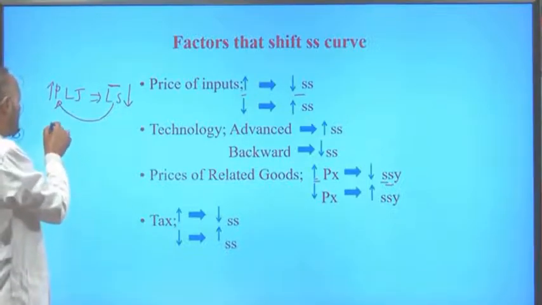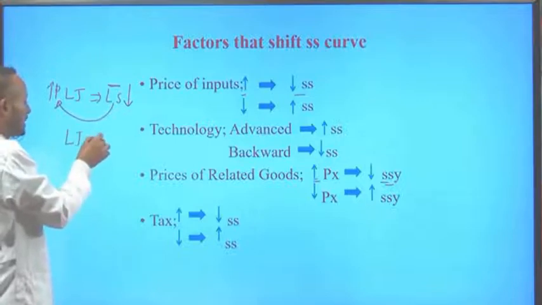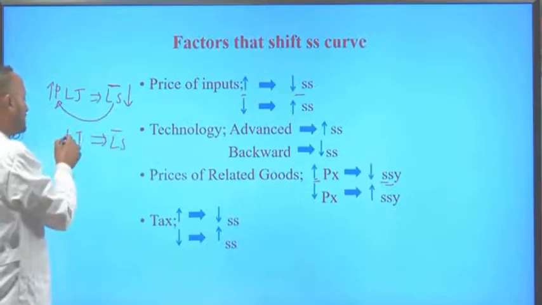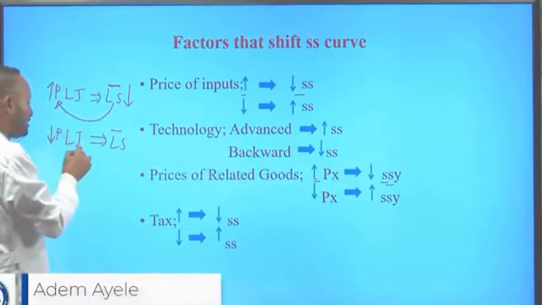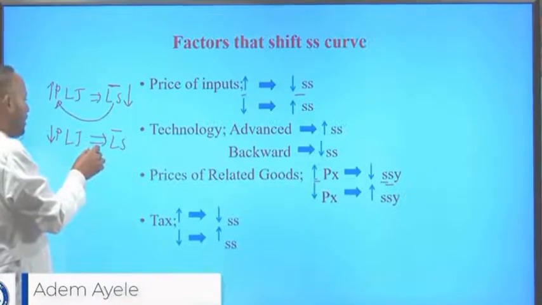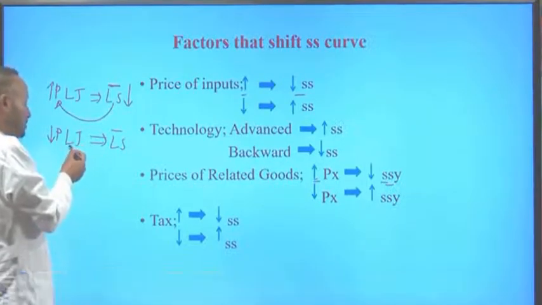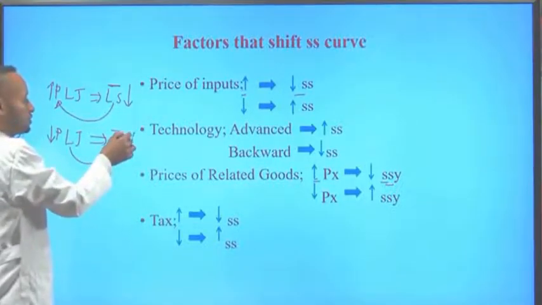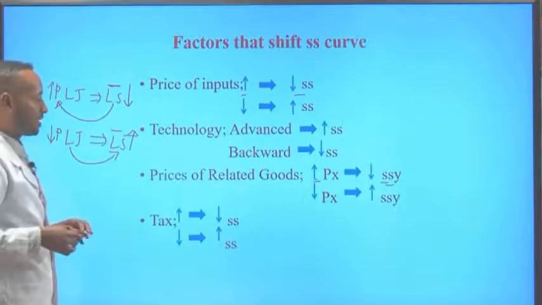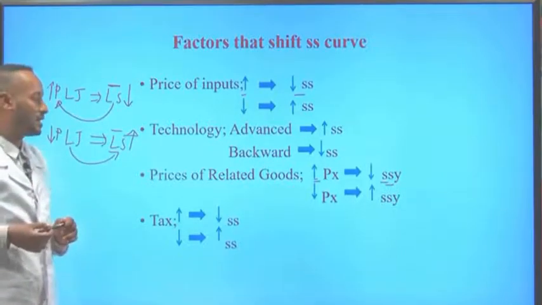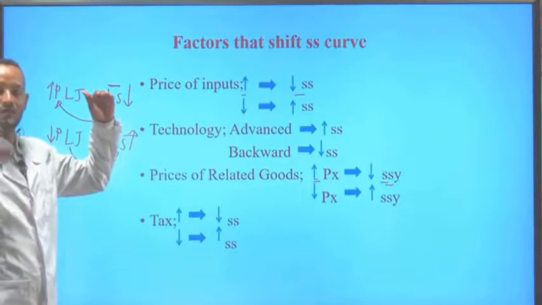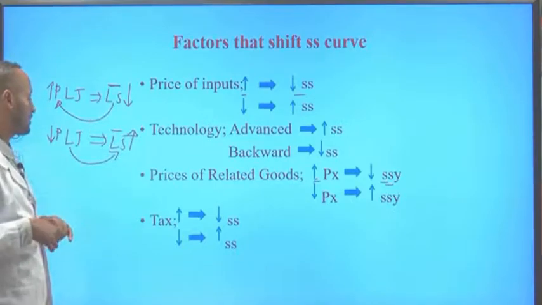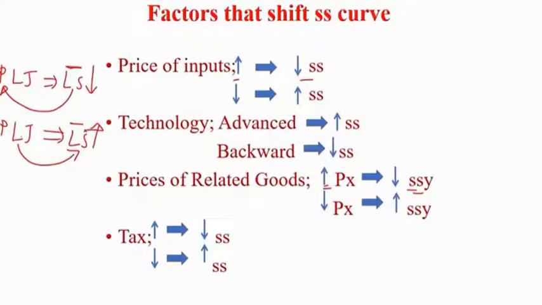Conversely, if Elico produces leather jackets and leather shoes, now if the price of leather shoes remains unchanged and if there's a decline in the price of leather jackets, then Elico will shift the resources which were used for the production of leather jackets to the production of leather shoes, and then the supply of leather shoes will increase. So if the firm produces two related goods, then a rise in the price of one of the commodities will decline the supply of the other, and a fall in the price of one of the commodities will increase the supply of the other.